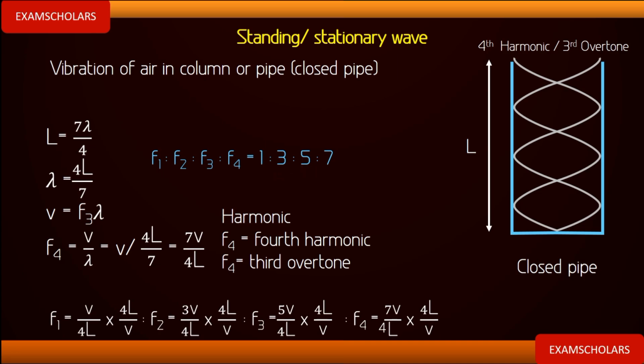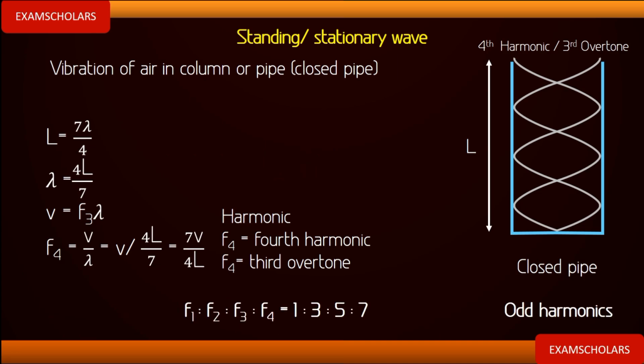What do you observe for closed pipe? Closed pipe has odd harmonics. So if you want to increase this, the next one will be what? 1 ratio 3 ratio 5 ratio 7 ratio 9 ratio 11 ratio 13 ratio 15, continue like that, because this is closed pipe and is having odd harmonics.